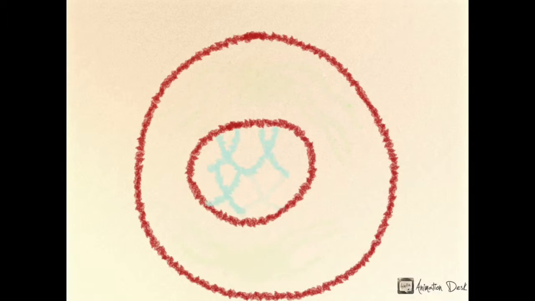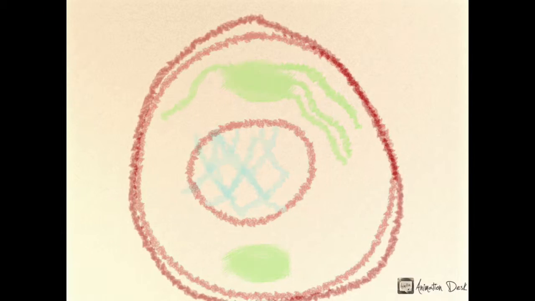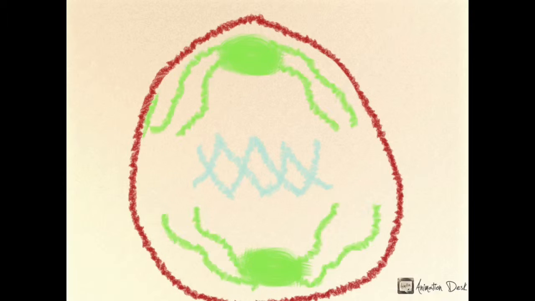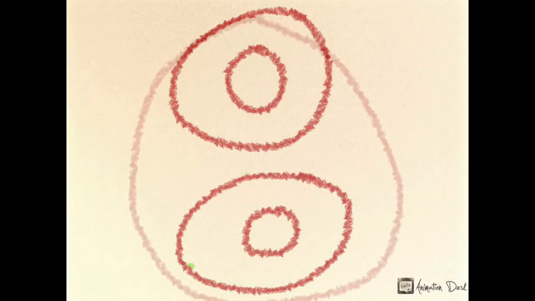The first phase of mitosis is prophase. Centrioles move apart, and the nuclear membrane disintegrates in prophase. The last phases are metaphase, anaphase, and telophase.